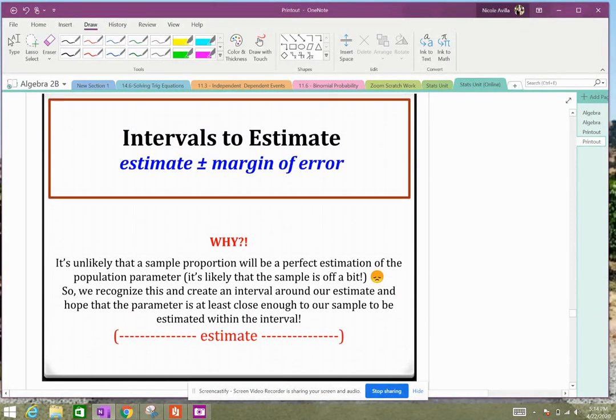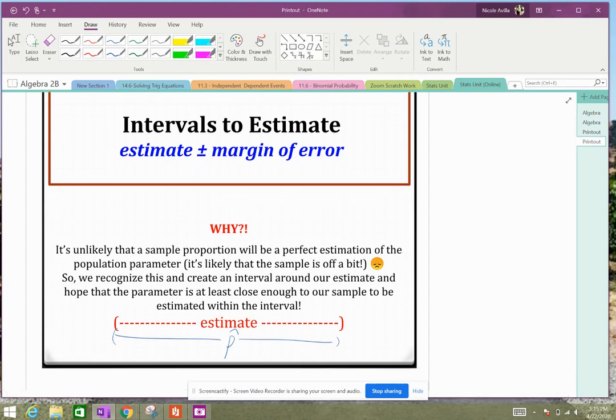So why? Well, it's unlikely the sample proportion will be a perfect estimation of the population parameter. It's likely that the sample is probably off a little bit. So we recognize this and create an interval around our estimate and hope that the parameter is at least close enough to our sample to be estimated within the interval. We basically take our p hat and create a little interval around it in hopes that we had a sample close enough that our parameter is somewhere within that particular range.